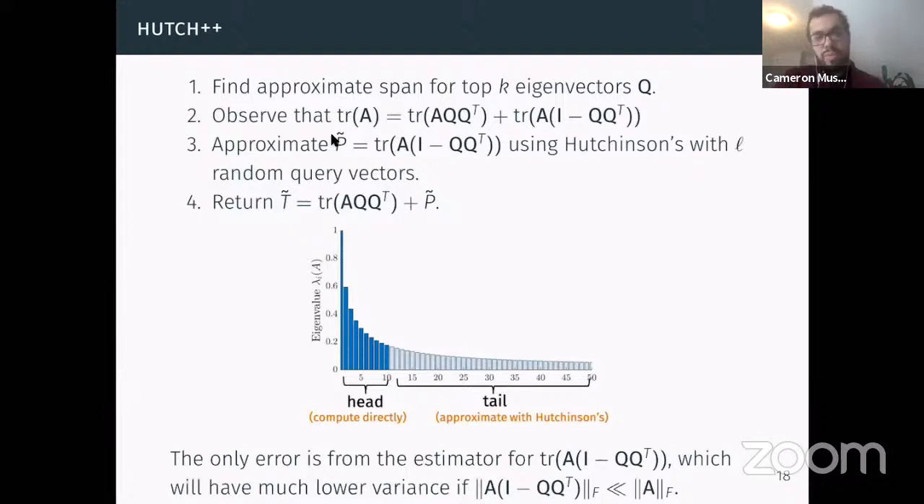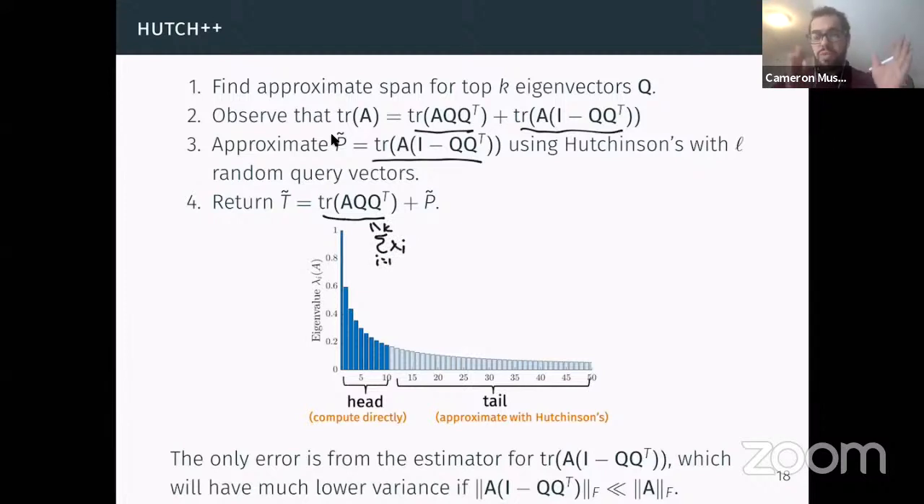So this is this algorithm, Hutch++. And again, it's basically a variant on some algorithms that have been done in the past. So I'm just sort of rewriting it here. Step one, we're going to find an approximate span for our top k eigenvectors, Q. Step two, we're going to observe that my matrix trace, just by linearity of the trace, is equal to the trace of A projected onto that approximate span plus the trace of the residual, so A minus itself projected onto that span. Then what we're going to do is approximate the trace of the residual, so A minus A projected onto the span of my top eigenvectors, using Hutchinson's method with L random query vectors. And we're going to return the trace of A projected onto the span, which is just the sum of the top K eigenvalues, plus the trace estimate for the residual.